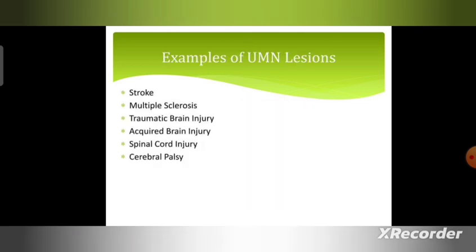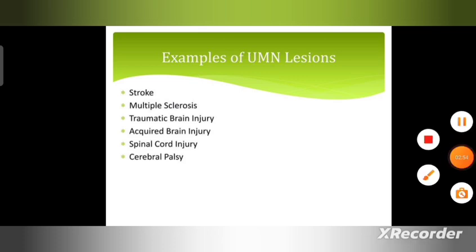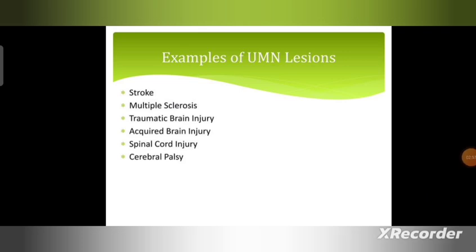Next are the examples of UMN lesions. It includes stroke, multiple sclerosis, traumatic brain injury, acquired brain injury, spinal cord injury, and cerebral palsy, that is CP.